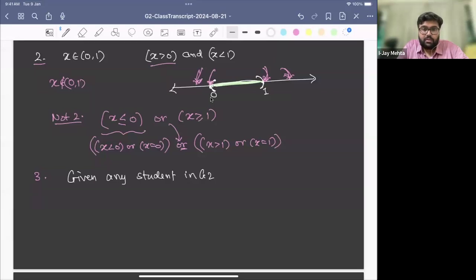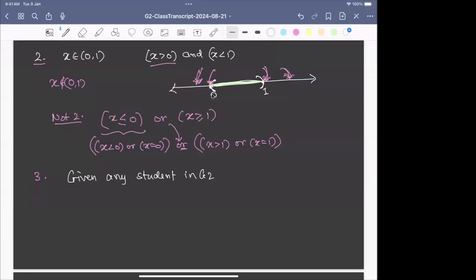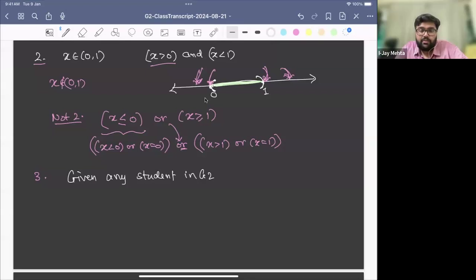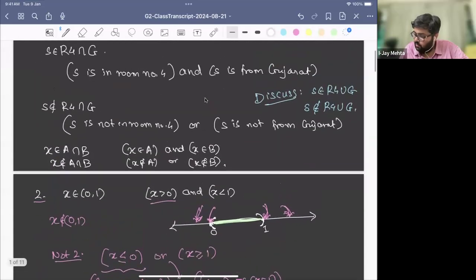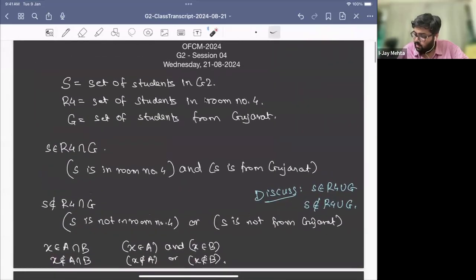Sakshi: Sir, I'm confused about where to use or and and. Where is the confusion? Which question? Which example? Sir, in every question, where do we use or and and. Okay, so consider this example, right? You know intersection of sets.